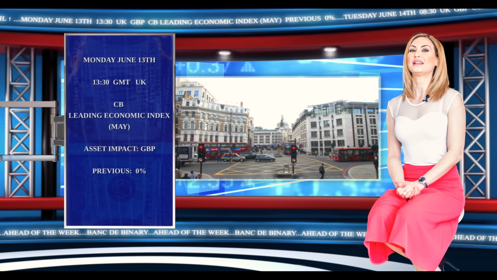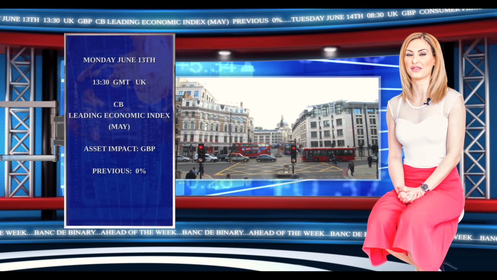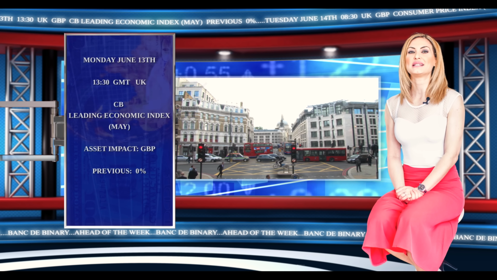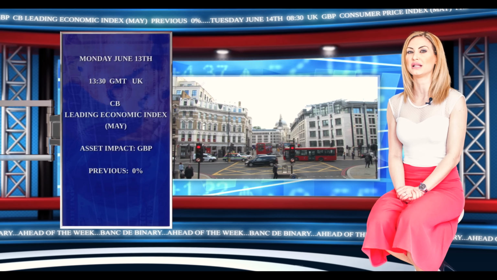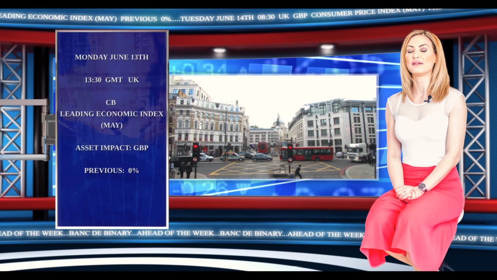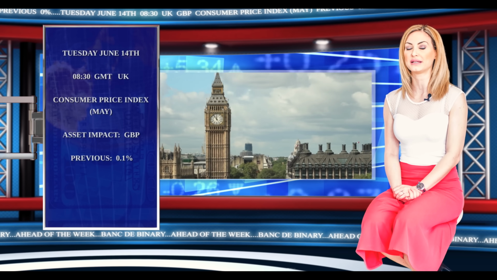On Monday the 13th, the UK's Conference Board releases the leading economic index for May at 1330. This indicator measures future employment, manufacturing, housing and stock price trends and was last seen at the bearish level of 0%. As mentioned earlier, Tuesday the 14th sees the release of the UK's Consumer Price Index for May at 0830.